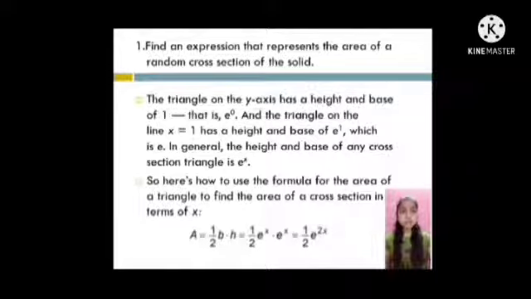So here is how we use the formula of the area of a triangle to find the area of a cross-section in terms of x. A is equal to half b into h, equal to half e raised to x into e raised to x, is equal to half e raised to 2x.